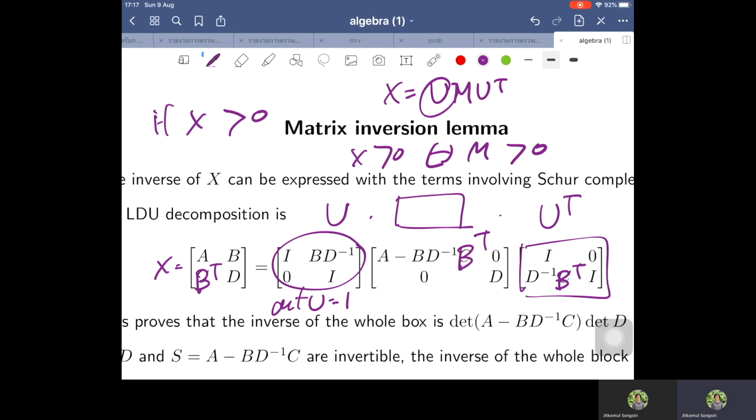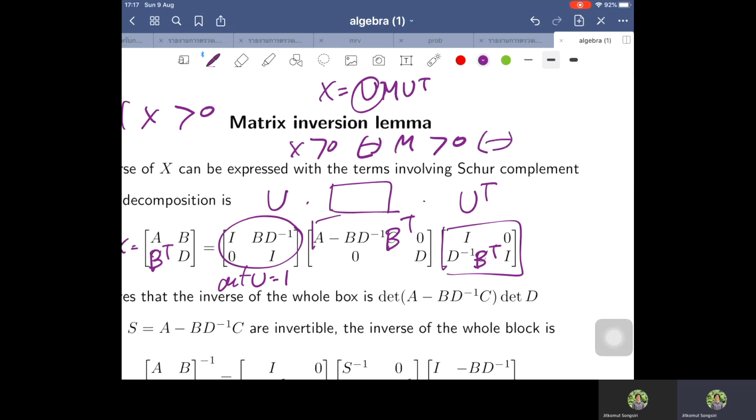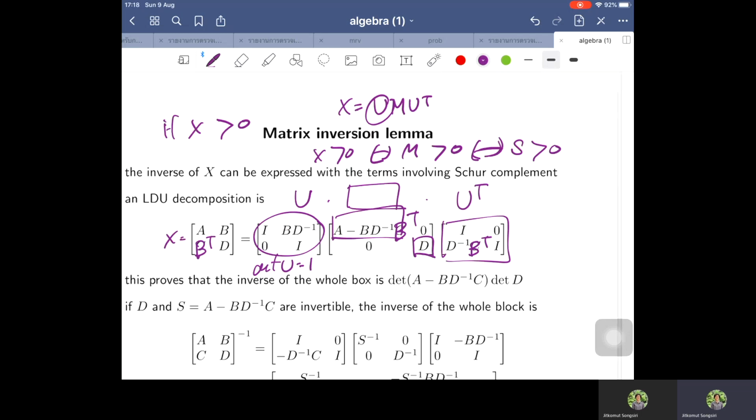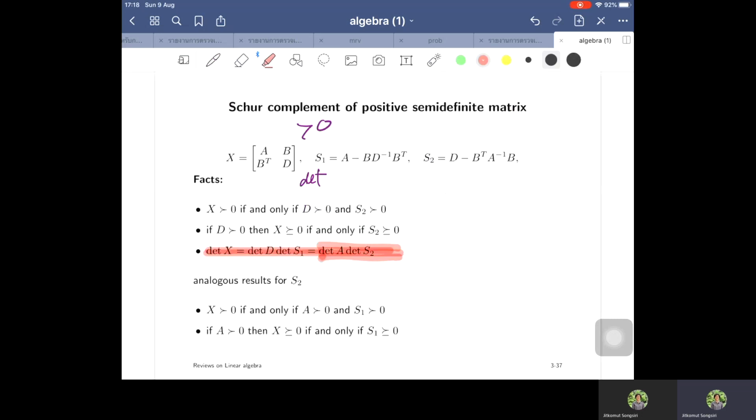But M is block diagonal, so M is positive definite if and only if all the main diagonal blocks are positive definite. So it means that this M is positive definite if and only if S and D are positive definite. Okay, so we have this result.